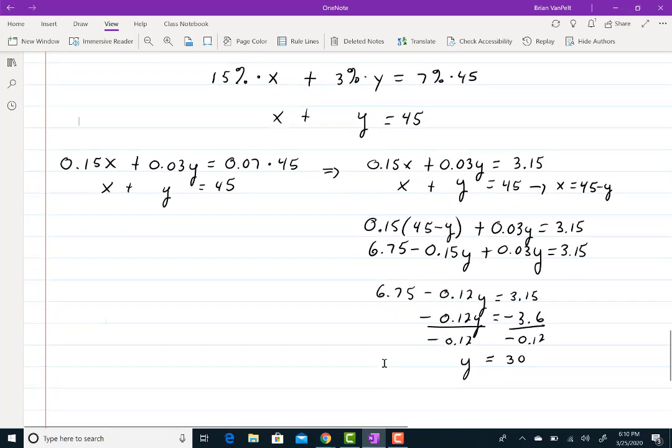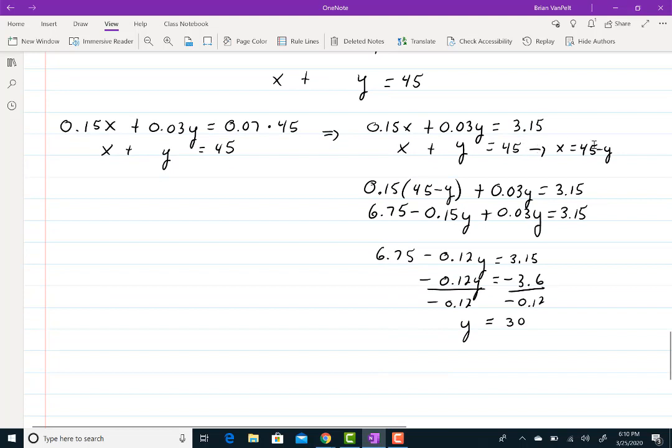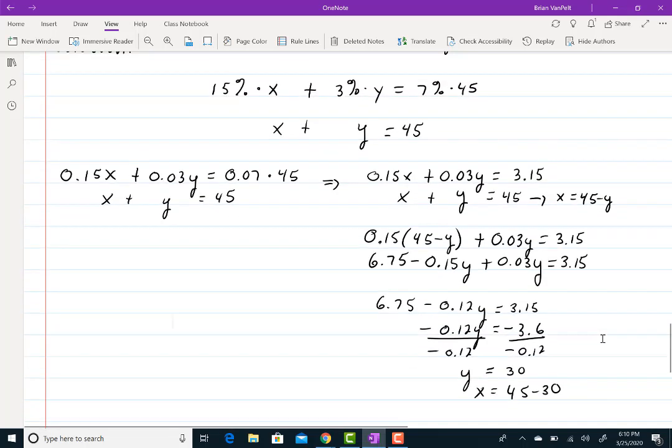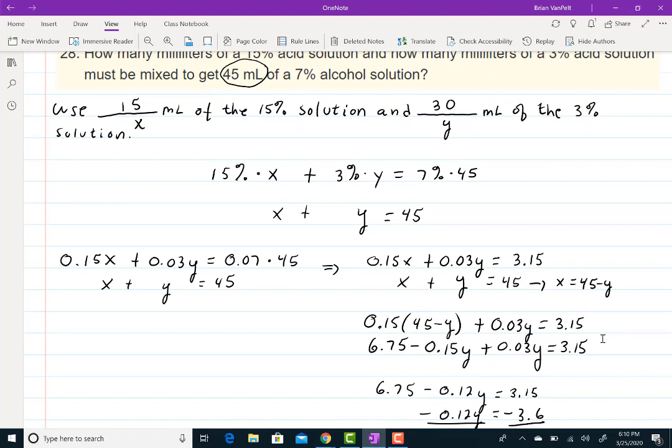But now from my second equation up here, I can easily get x. X equals 45 minus 30, and so we need 15 milliliters for that. Now what I would do is plug them back in and make sure that they still work out. So for example, if I throw in the 15 for x, I'll get 2.25 for this. And then if I throw in the 30 for y, I'll get 3 times 30, which looks like 9. 0.9? Well, let's make sure about it.